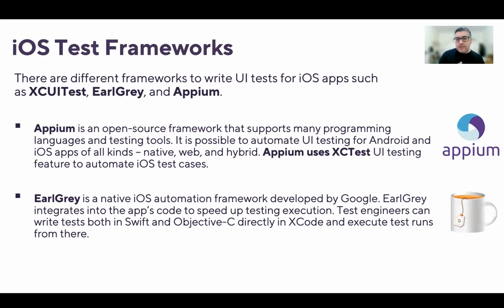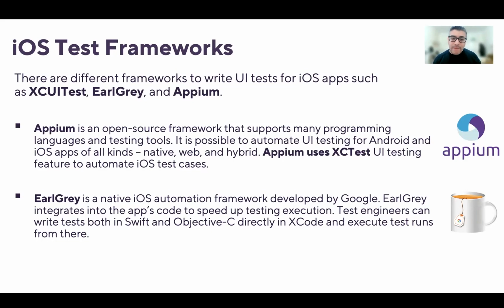At the beginning, let's talk briefly about the different iOS test frameworks that we have now in the market. These are maybe the famous test automation frameworks that most of the developers or test engineers are using nowadays. We have three different frameworks to write UI tests for iOS apps, such as XCUITest, which is from Apple, EarlGrey from Google, and Appium, which is an open source project.